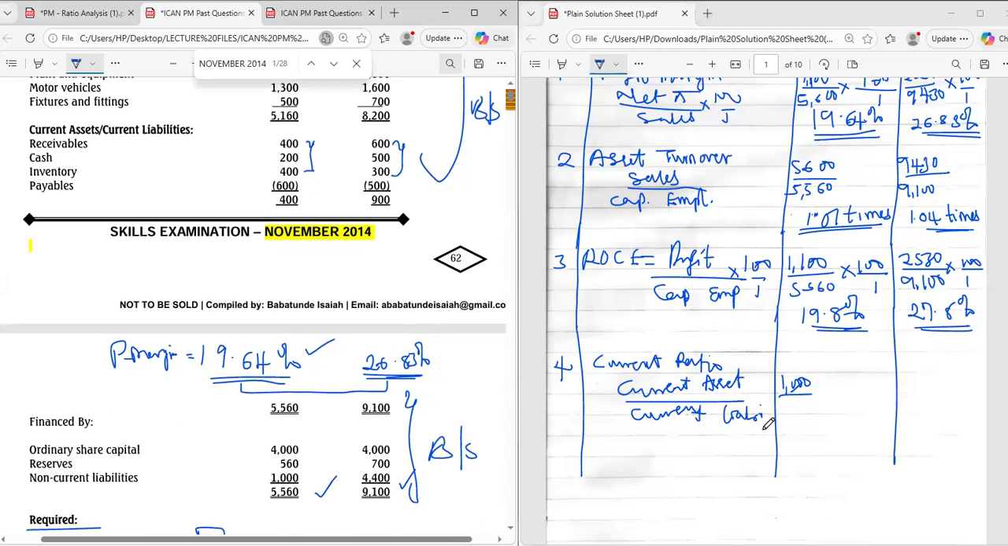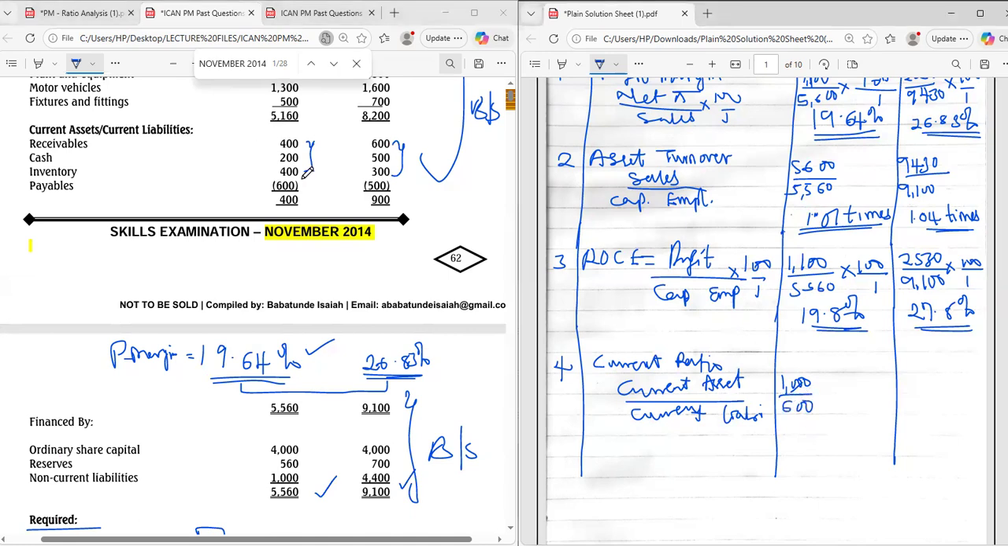Current liability is 1,400. Yes, sir. Thank God you have not gone for the exam. Current liability 600. The current asset for benchmark is 1,000. Then this one is 500. You get it?